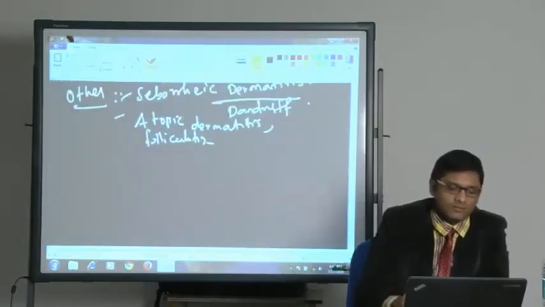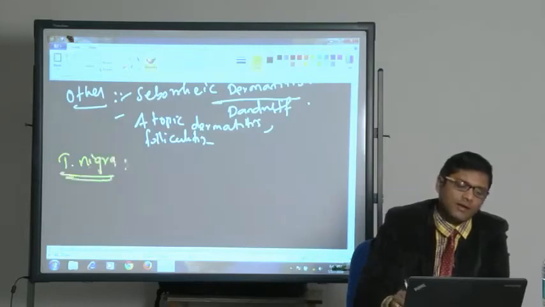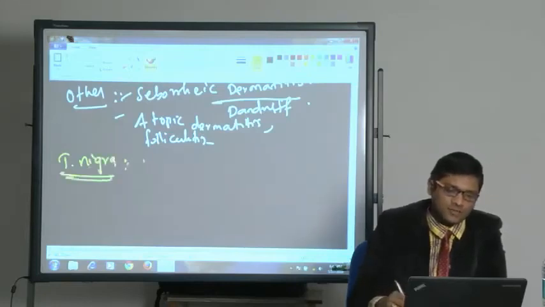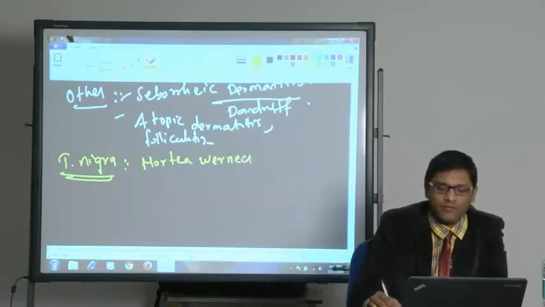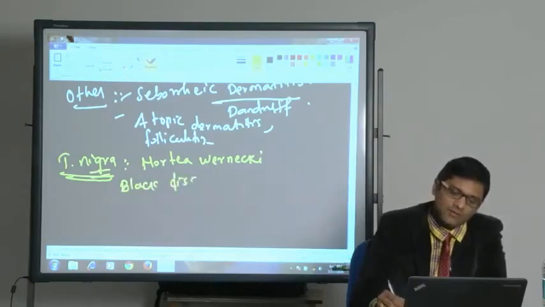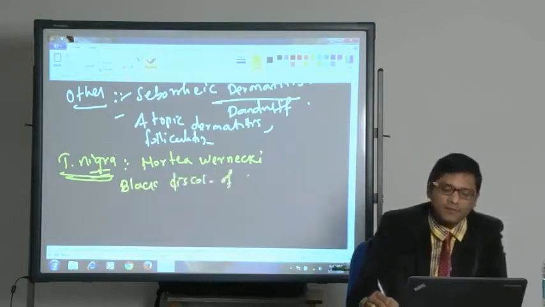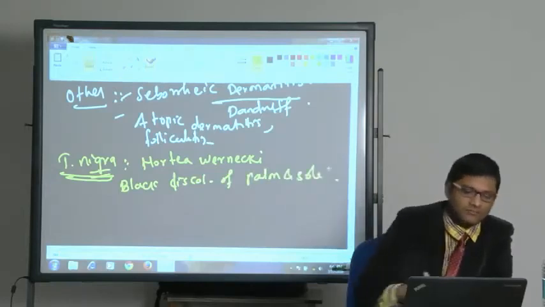Then Tinea nigra. Tinea nigra is caused by Hortaea werneckii. The agent is Hortaea werneckii. Nigra is what? Black. It is a black discoloration of the palm and sole caused by Hortaea werneckii.